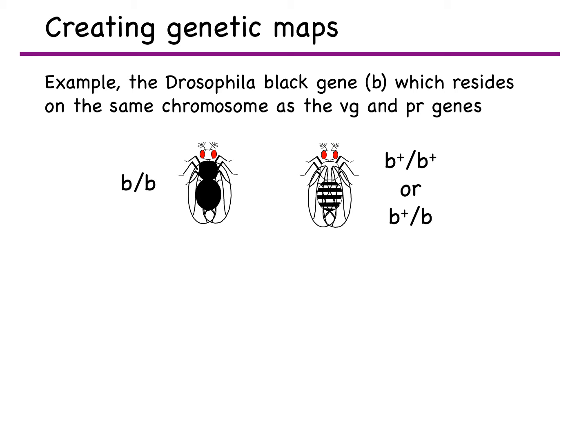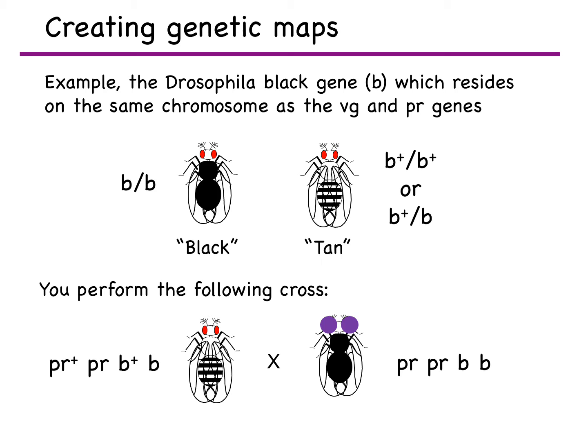If you're homozygous for the recessive allele black, you end up having a black pigmentation to the body. And if you're heterozygous for the recessive allele black or you're homozygous for the wild type allele, flies have more of a tan color to their body. So I know this looks striped, but we're just going to call that tan in our example.